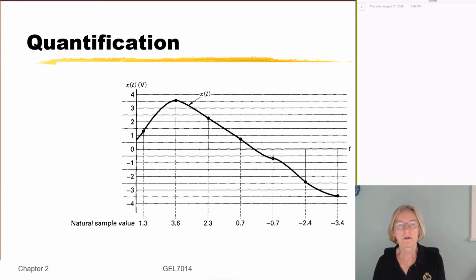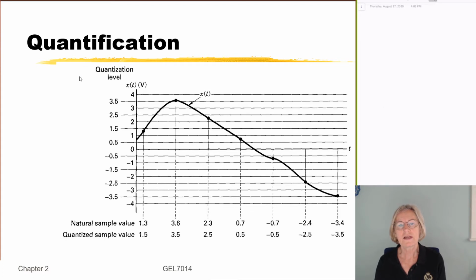So here's a simple idea of the quantification that we could do to an analog signal. And in this case, we're looking at 8 different divisions of voltage levels, which will be used to quantize this signal. So what we see here is the natural sample value, 1.3 at the first sampling instant, 3.6, 2.3, etc. And this is our analog waveform.